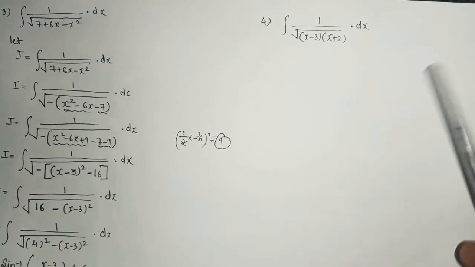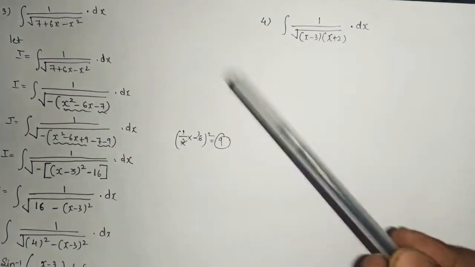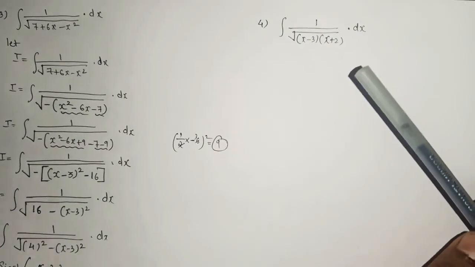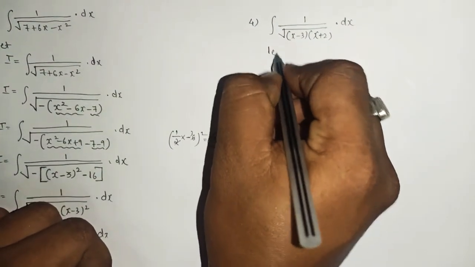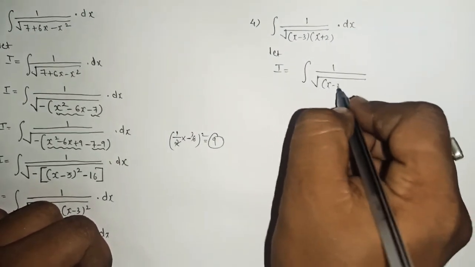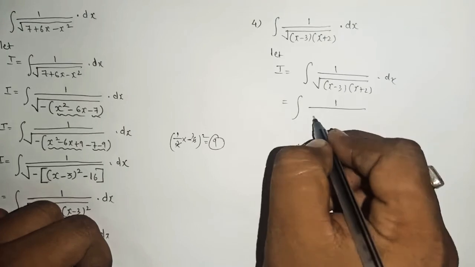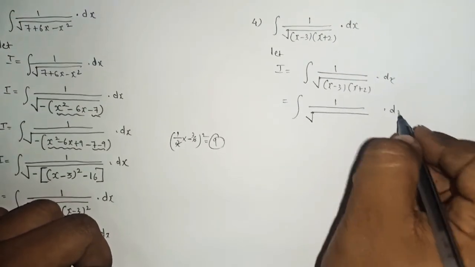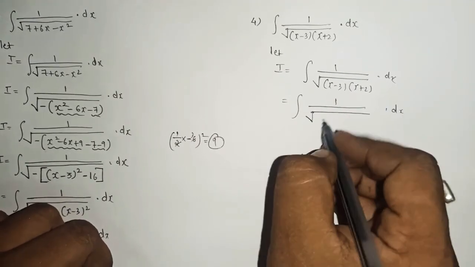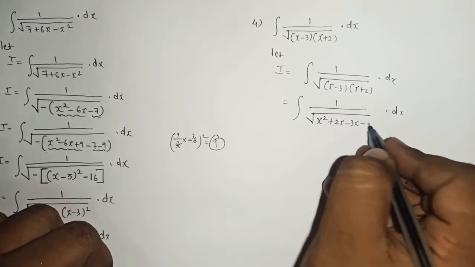Suppose in the exercise there are two or three sums like this, and in the board exam you come across a sum like this, integral 1 upon root of (x minus 3)(x plus 2). So in the next step, you will write the same thing. Let I equal to integral 1 upon root of (x minus 3)(x plus 2) dx. To make the denominator a root quadratic, simply open the brackets. Here x into x is x square, plus 2x minus 3x minus 6.